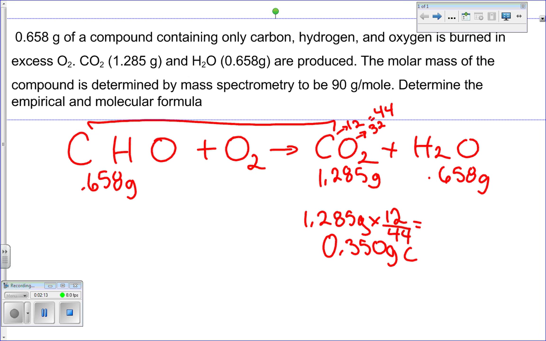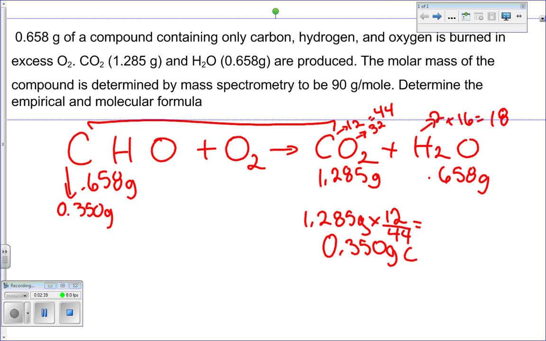I'm going to track this. So my grams of carbon is 0.350 grams. Now my next thing is to figure out my hydrogen. Same process. There are 2 grams of hydrogen from its molar mass, and 16 for oxygen, so the total molar mass of water is 18.